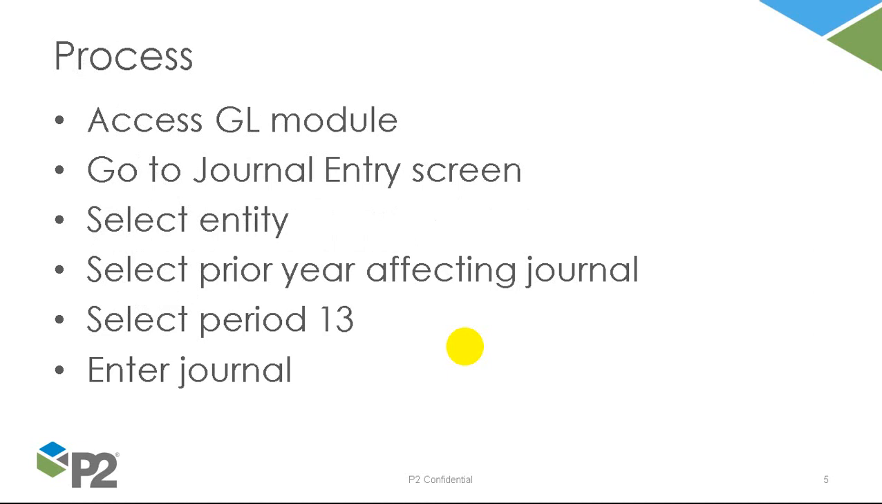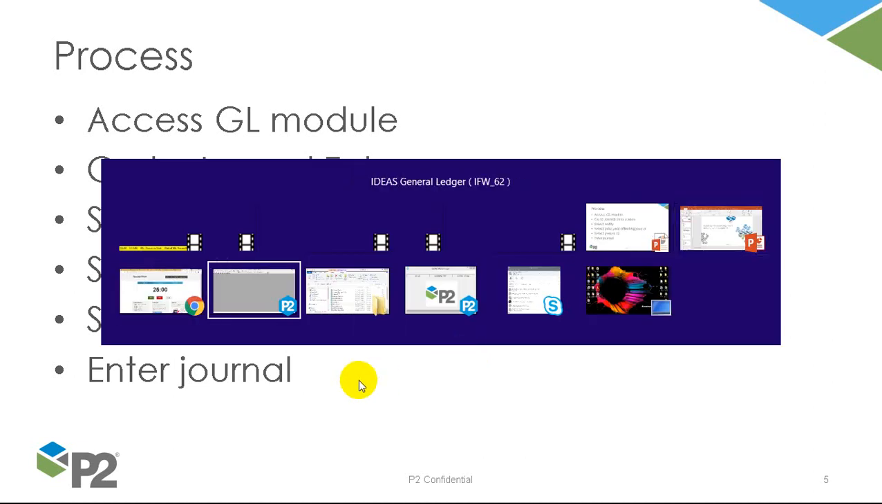The process is to access the General Ledger module, go to Journal Entry screen, select the entity, select prior year affecting journal, select prior period 13, and enter the journal. So just to clarify, we're looking at the process to enter these manually directly on the IDEAS screens, because this can also be done by loading from a spreadsheet using spreadsheet link, but there will be a separate video for that. So let's look at the process.